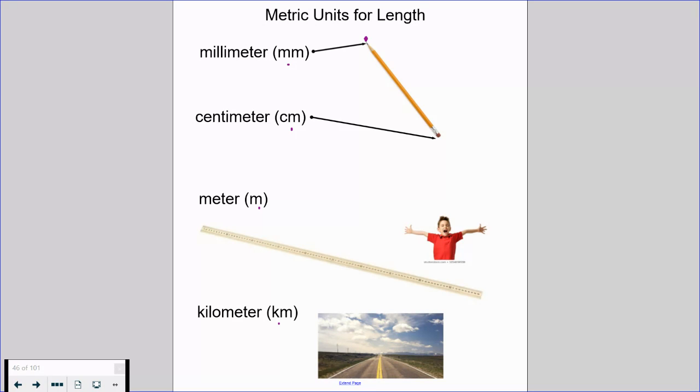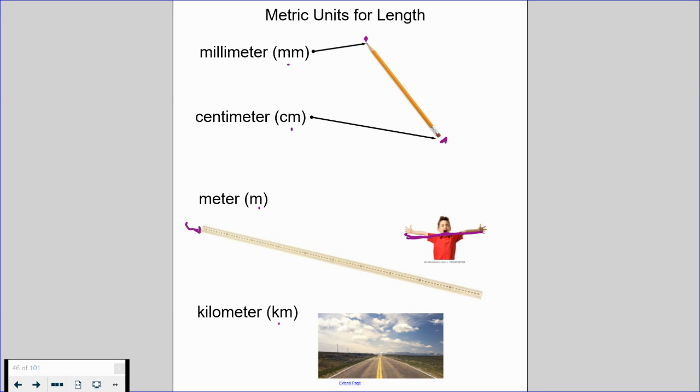A centimeter is about the width of a pencil eraser, or even look down at your pinky nail. Your pinky nail, the width of it is about the size of a centimeter. Okay. A meter is much larger. If you think about this boy here who has his arms spread apart, that's about the length of a meter. And what you're seeing here is a meter stick. Okay. A very, very long ruler that measures that length.